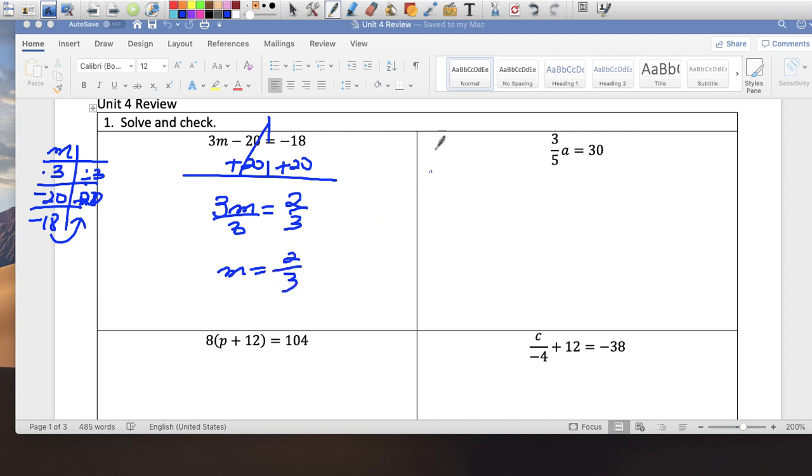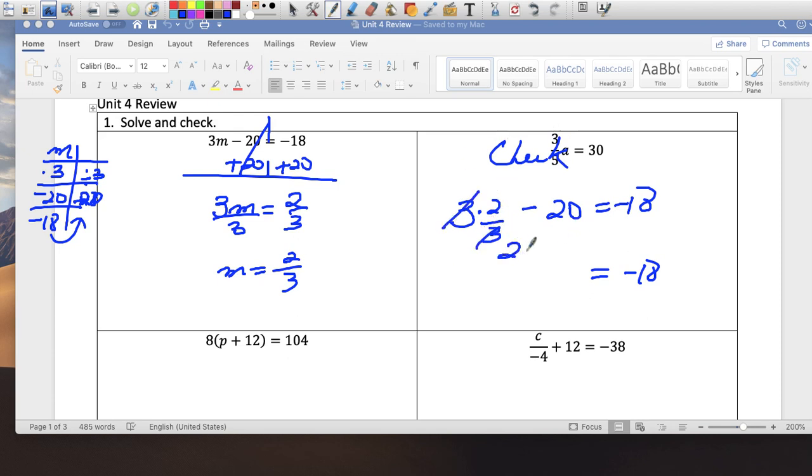Okay, so now we're going to check. On our check, 3m minus 20 equals negative 18. And in the place of m, I'm going to put 2/3. So I'm going to replace m with 2/3. So this is my check. 3 times 2/3, let me think about that. We can simplify this, and we eventually have 2 minus 20, and 2 minus 20 is negative 18. And you can see that both sides check out, so we're good.